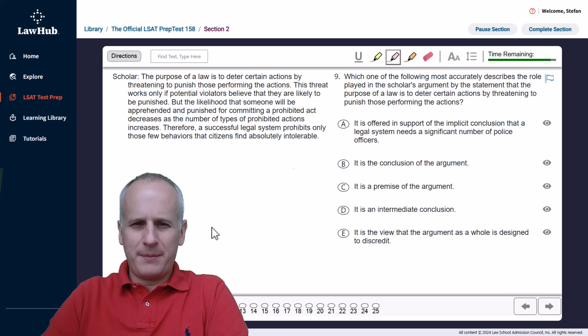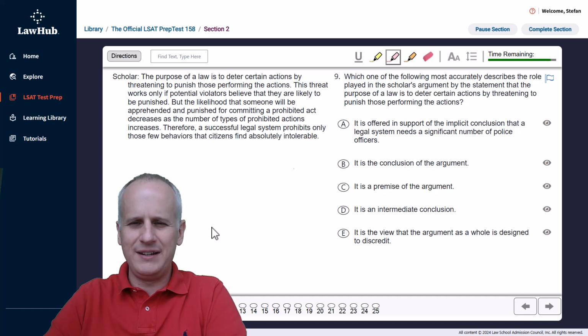This is question 9 of Prep Test 158's first logical reasoning section, section 2. And as always, we've got our highlight tool selected so that we can highlight what the task is for question number 9. So we'll read that question stem first. Which one of the following most accurately describes the role played in the scholar's argument?